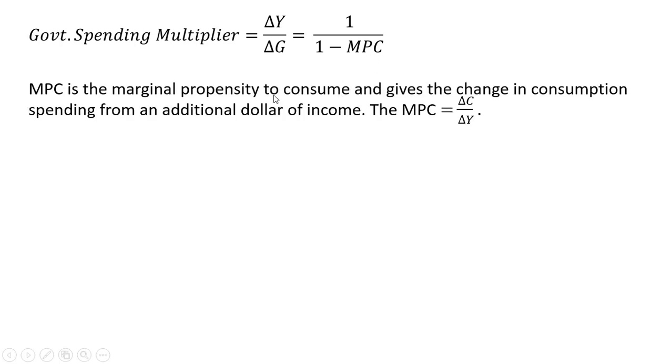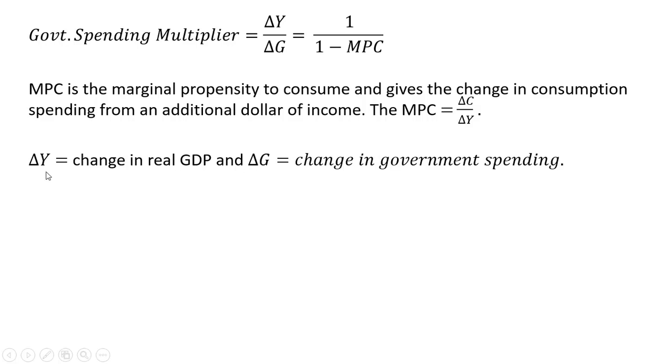MPC is the marginal propensity to consume, and the MPC gives the change in consumption spending from an additional dollar of income. So the formula for the marginal propensity to consume is the change in consumption spending divided by the change in income. So again, just redefining these things, the change in Y is the change in real GDP, and the change in G is the change in government spending.